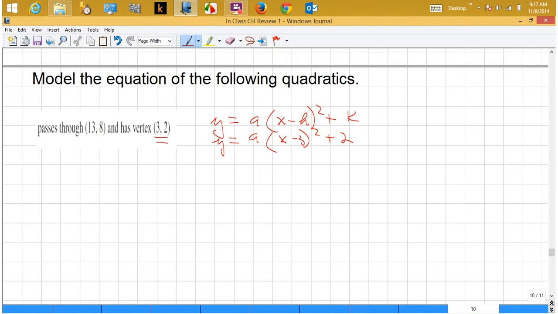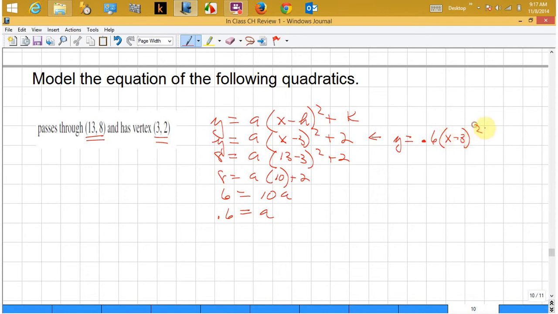And I still can't write the equation. I need to find this a value. When I find it, I can just plug it in. So I'm going to need to use the other point that I know, which is not the vertex, and I'll plug those values in for x and y so that I can find a. So this would be 8 is equal to a times (13 minus 3) squared plus 2. 8 is equal to a times 10 plus 2. So subtract the 2. Now divide by 10, I would get 0.6 is equal to a. So let's plug that into the equation right here, which has x and y. And so my final answer would be y is equal to 0.6 times (x minus 3) squared plus 2.